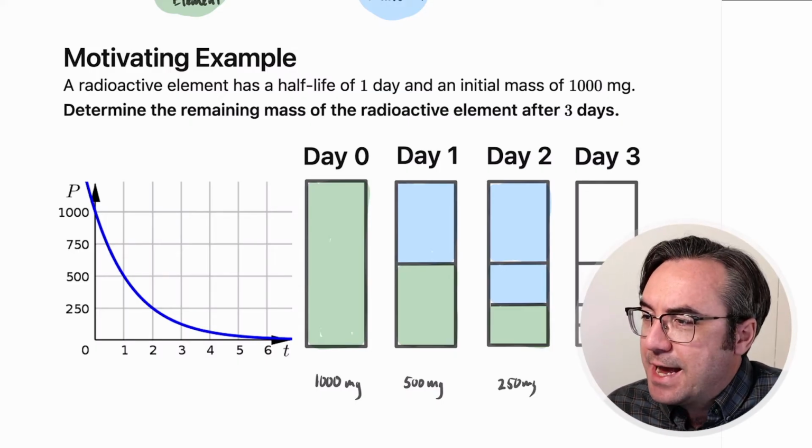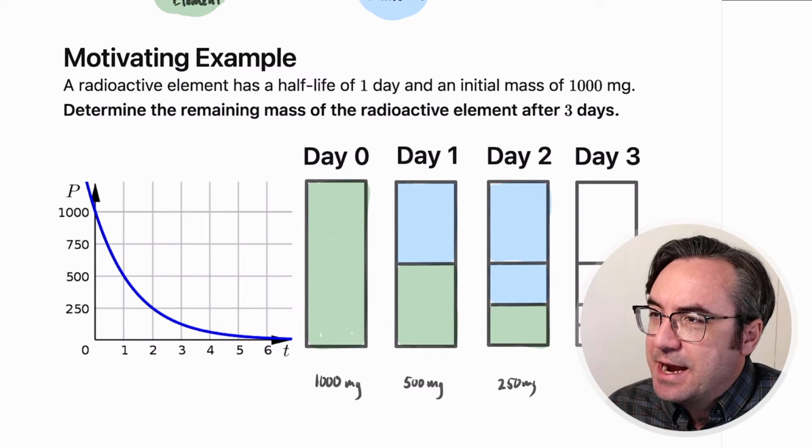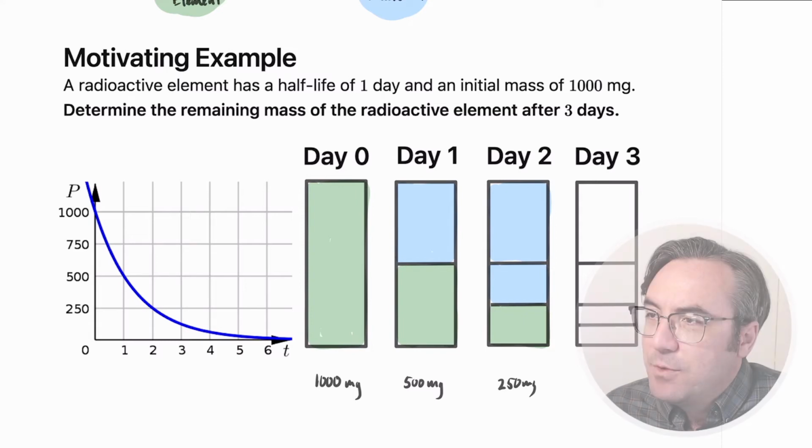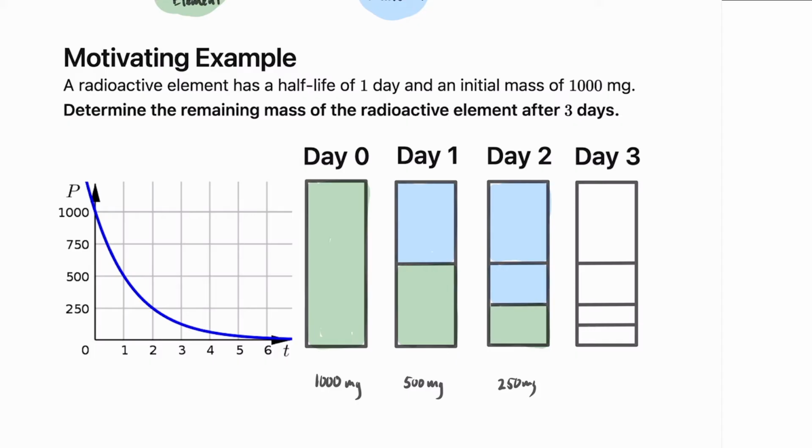Now, what about on day 3? How much are we going to have left by day 3? Well, again, we're looking at our day 2 sample. So here it is. And this is going to get cut in half. So our radioactive sample by day 3 is going to be this little wedge.